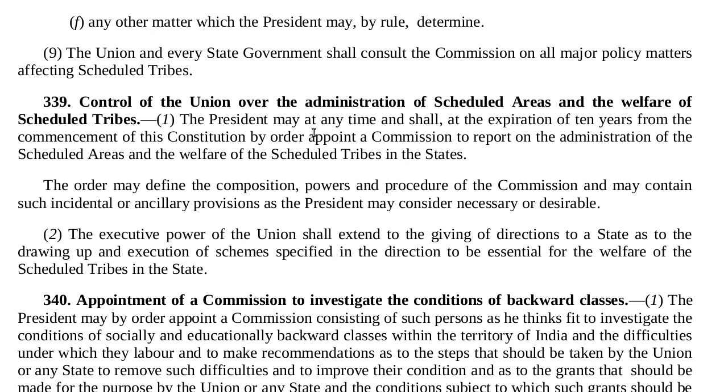1. The President may at any time, and shall at the expiration of 10 years from the commencement of this Constitution, by order appoint a commission to report on the administration of the Scheduled Areas and the welfare of the Scheduled Tribes in the states. The order may define the composition, powers and procedure of the commission and may contain such incidental or ancillary provisions as the President may consider necessary or desirable.